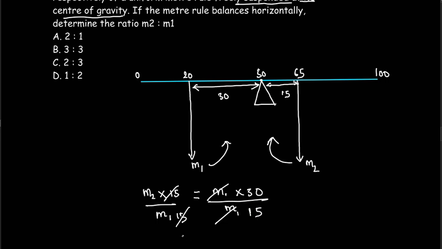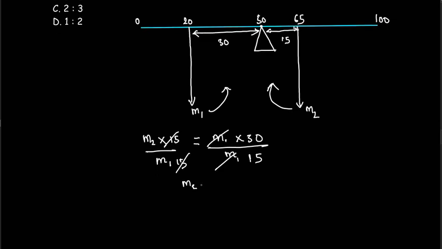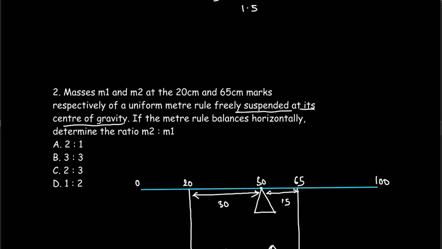So we're going to end up with M2 over M1 is equal to 30 over 15, which is equal to 2 over 1. And that gives us what? 2 ratio 1. So the ratio of M2 to M1 is 2 to 1. And so A is the correct answer.